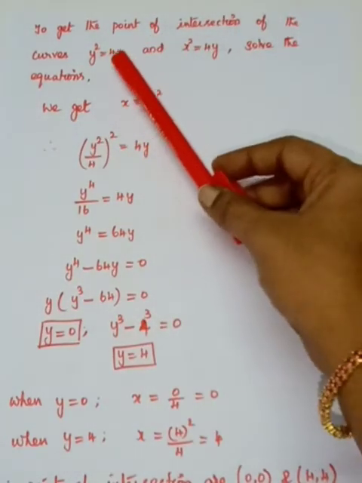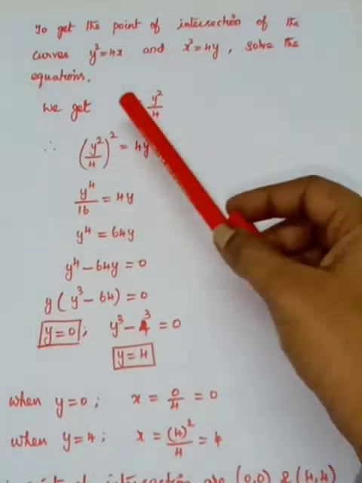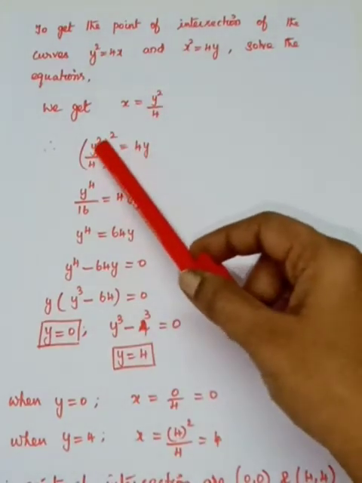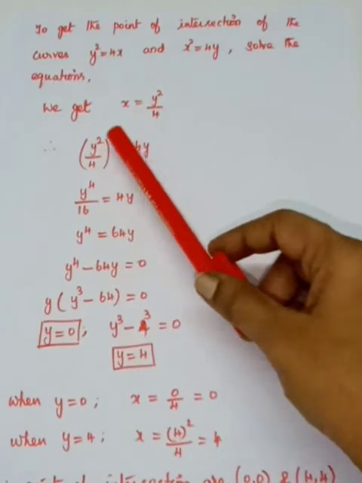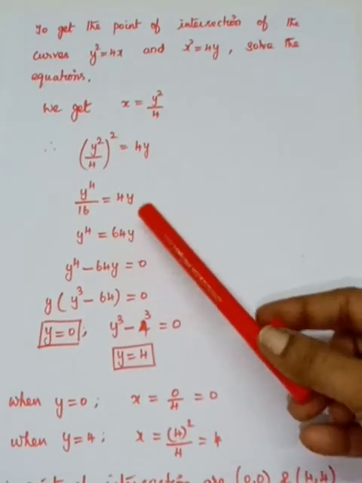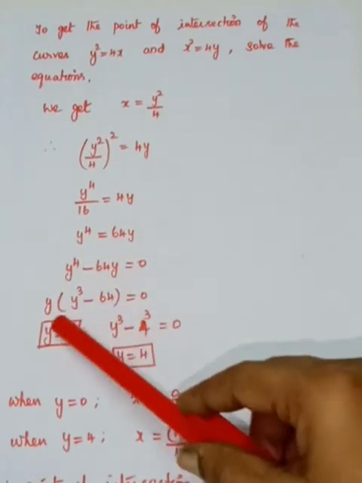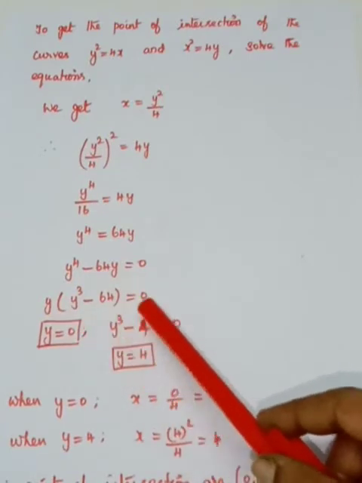So from the first curve, you can write x is equal to y squared by 4. That has to be substituted in the second curve. In the place of x, y squared by 4, the whole squared is equal to 4y. So it is y power 4 by 16, and 16 into 4 is 64. You bring this term to the left side as minus 64. From these two terms, y is common. If you take it out, it is y cube minus 64 is equal to 0.